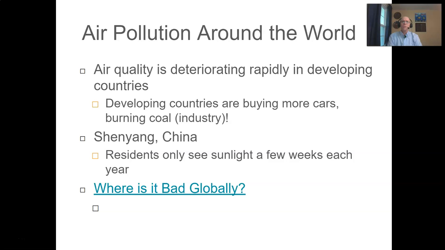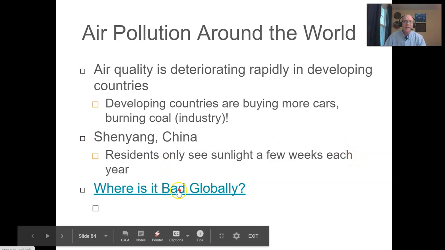Air pollution around the world: air quality is deteriorating rapidly in those countries that are developing economically. China is a great example of this when it was developing so rapidly in the late 1990s and early 2000s that everybody bought a new car. They were building coal-burning power plants like crazy, and the air quality really was affected in a terrible way.